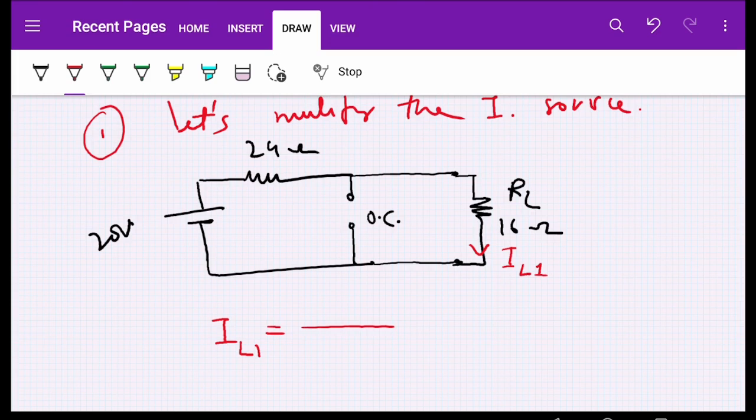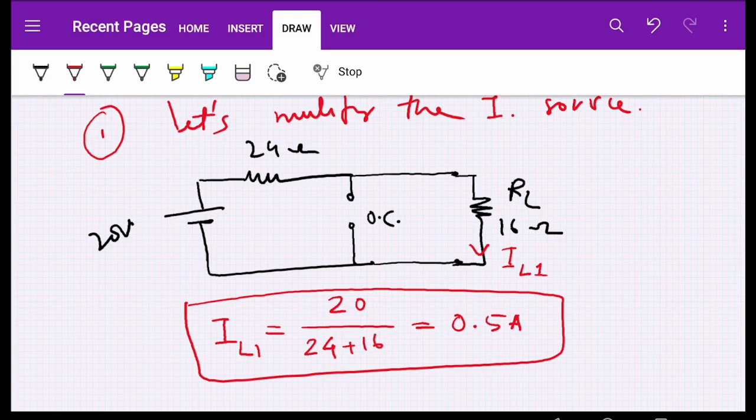We remember that Ohm's law is I equal to V by R. Input voltage of 20 volt, and resistance 24 plus 16. Plug it into your calculator, you will get around 0.5 ampere. So this IL1 is the current due to the 20 volt voltage source.